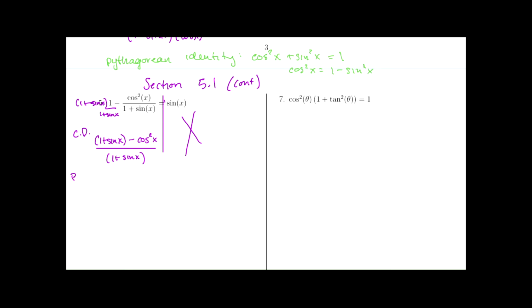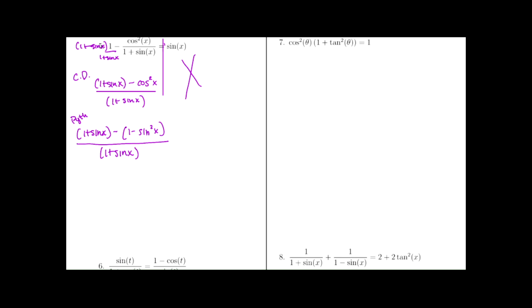So I'll use the Pythagorean identity and do 1 plus sine x minus, and be careful here, put this in parentheses because you're going to need to distribute that minus sign. So minus 1 minus sine squared x, and this is all over still 1 plus sine x. Alright, and then I'm going to combine like terms. I'm going to get rid of parentheses, distribute that negative, and combine. Actually, I'm just going to do those 2 things. So 1 plus sine x minus 1 plus sine squared x, and this is still over 1 plus sine x.